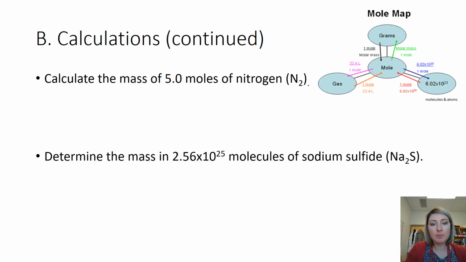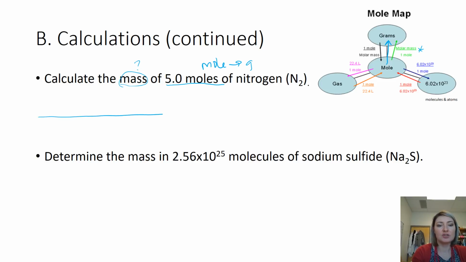All right, so let's work a couple more problems. This time we're looking for mass, that's our unknown, of 5 moles of nitrogen gas. So we are going from moles to grams, so we're going to be using the green equation as our conversion factor. Okay, so this is only one step because I'm going from moles to grams.